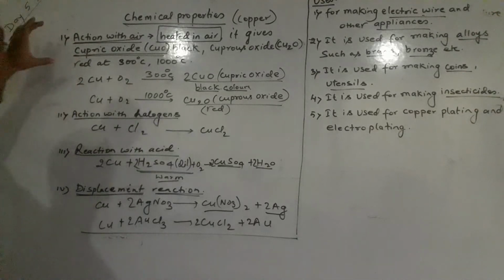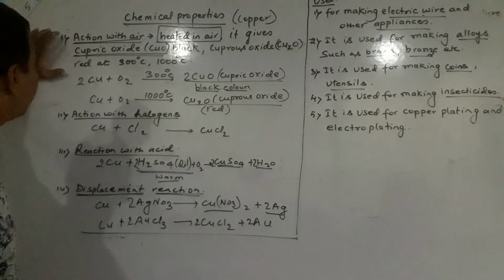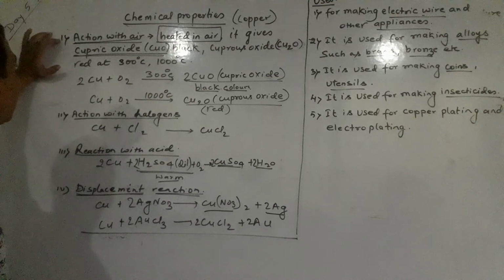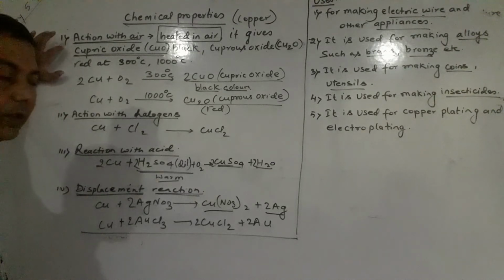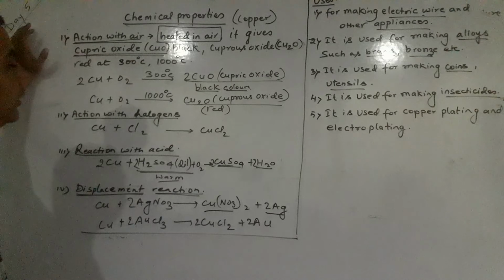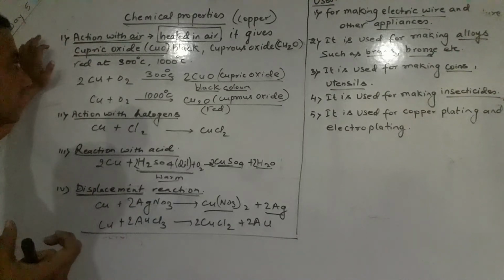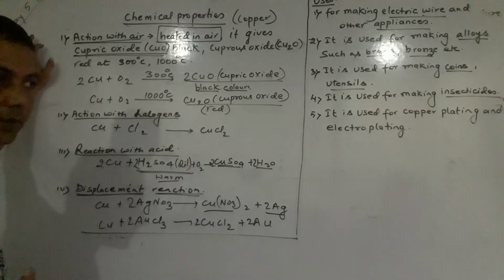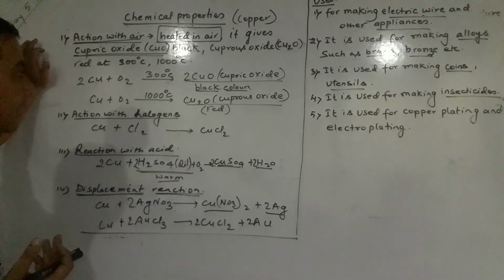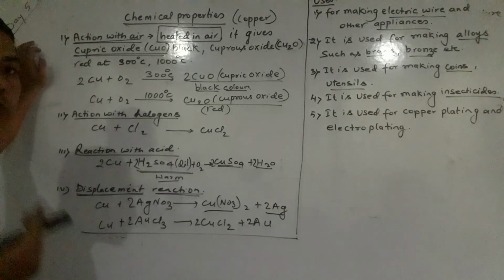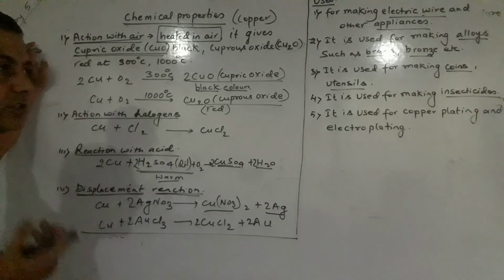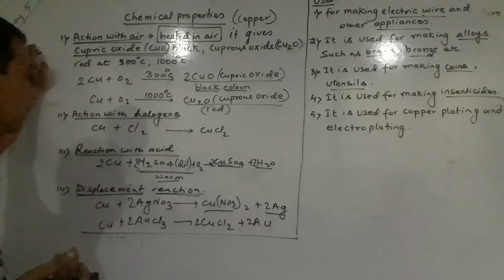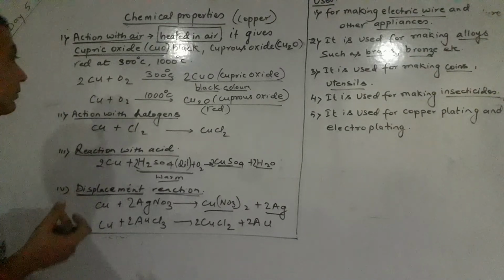So what have we come to study? We come to know that when copper reacts in the presence of air and is heated with a low temperature, it will form cupric oxide. If it is heated with a higher temperature, then it will produce cuprous oxide. When it reacts with halogens, it produces a metal salt, that is copper chloride.